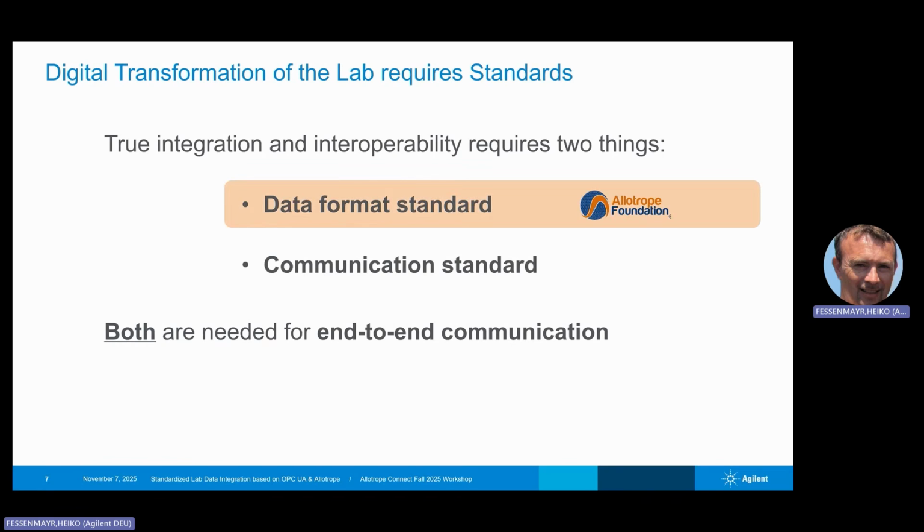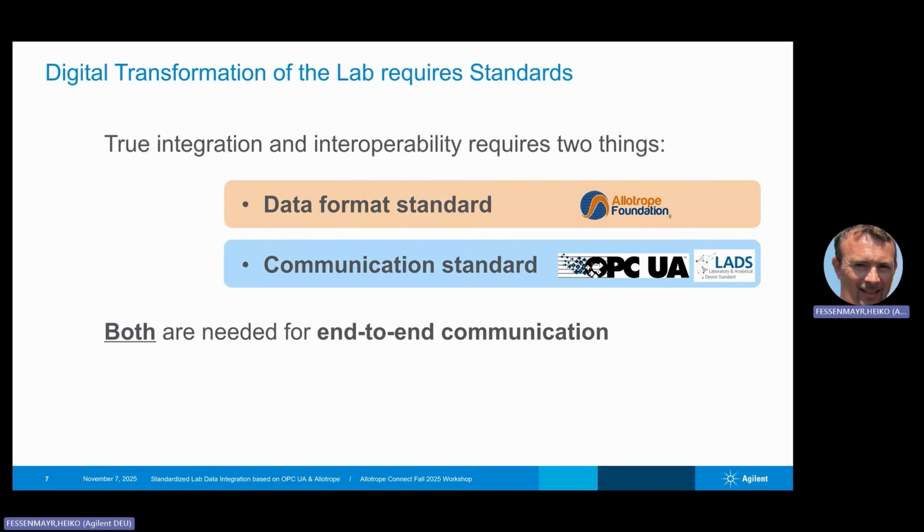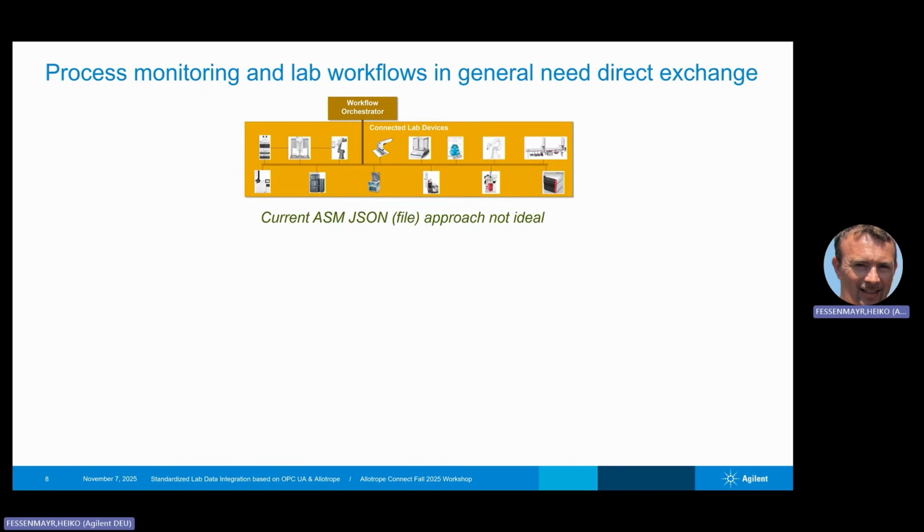For data formats, Allotrope is doing a great job. For communication, OPC UA REST is doing a great job. But so far, both worked isolated in each area. And so the idea of this presentation is to combine them together to one. Talk a little bit about the Allotrope ASM JSON format.